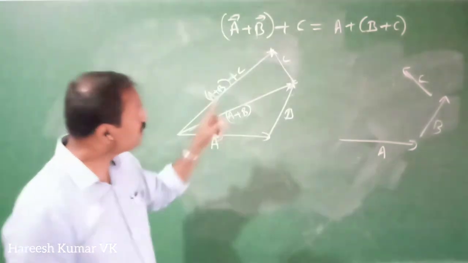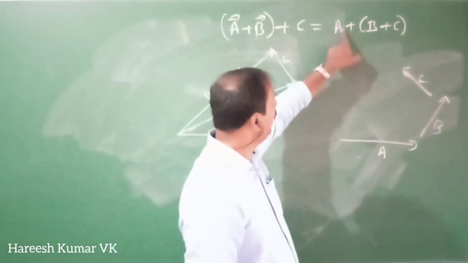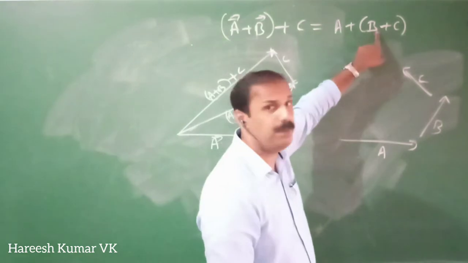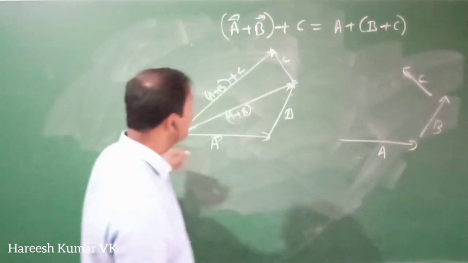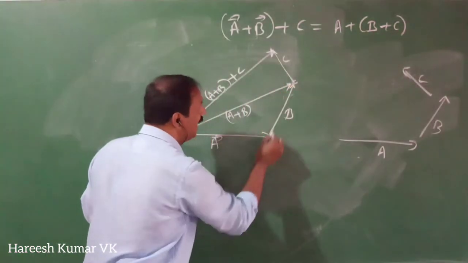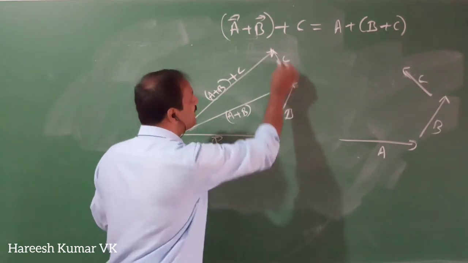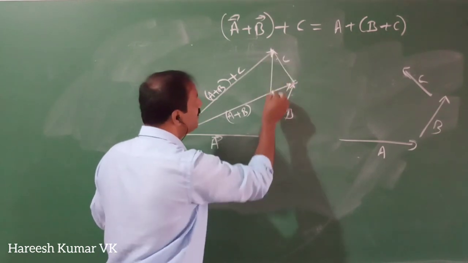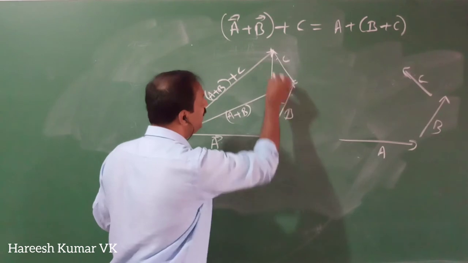Now, this should be equal to A plus B plus C. So here we have to add B and C first. So what is B and C? This is B and this is C. So B plus C will be this one. This is B plus C. I think you understood that one.